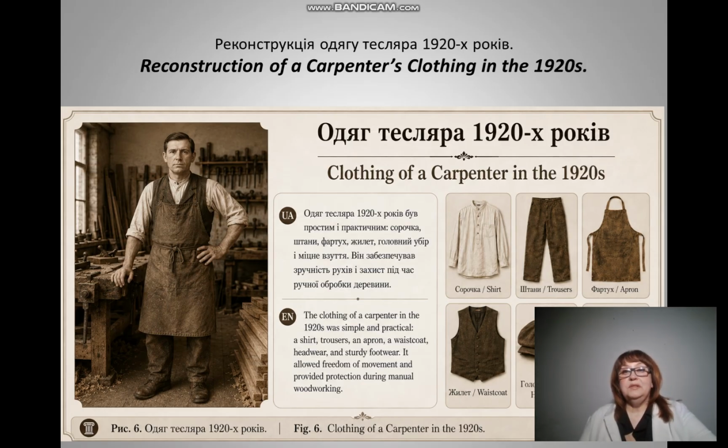Reconstruction of the carpenter's clothing in the 1920s. The clothing of a carpenter in the 1920s was simple and practical: short trousers, an apron, a waistcoat, headwear, and sturdy footwear. It allowed freedom of movement and provided protection during manual woodworking.